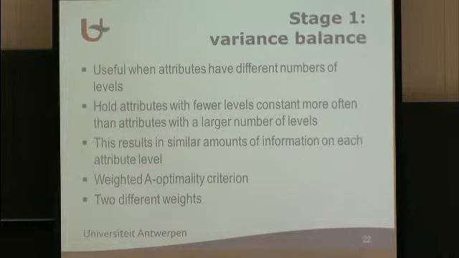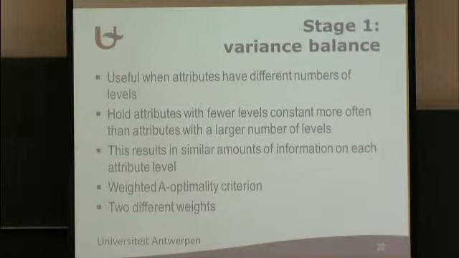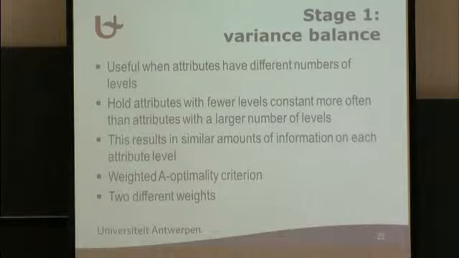We've named it the variance balance approach to determine what attributes to hold constant in every choice set. The idea is that we hold attributes with fewer levels constant more often than attributes with a larger number of levels. The reasoning behind that is that for attributes with fewer levels, we need to learn less.